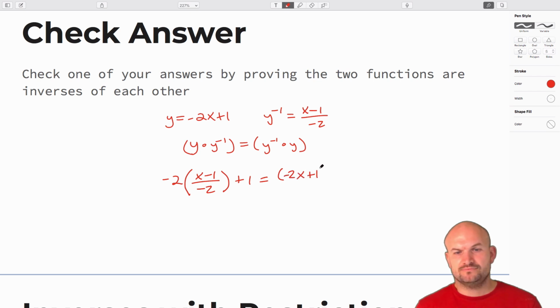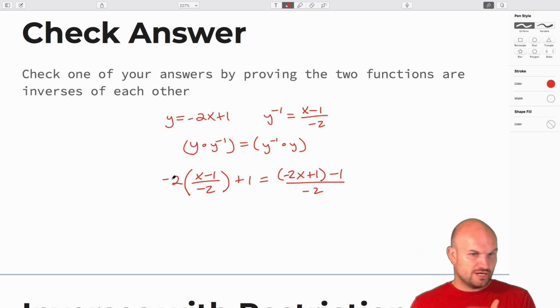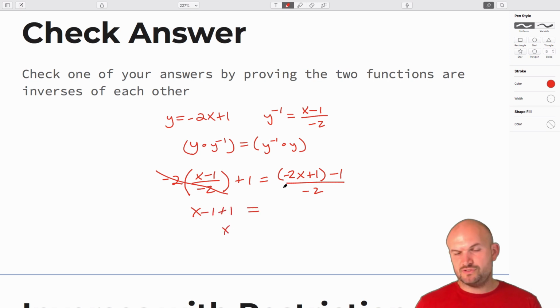-2x plus 1 minus 1 divided by -2. All right, now I don't need to simplify or distribute this. You notice that if you're multiplying by -2 and dividing by -2, those are just going to divide out. So that's going to leave me with an x minus 1 plus 1. Well, x minus 1 plus 1 is just going to give you an x.